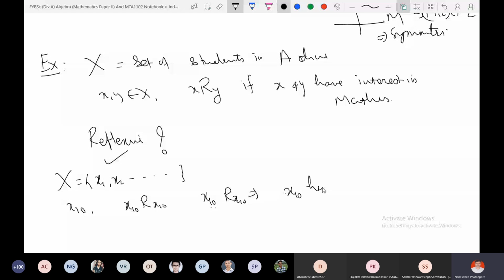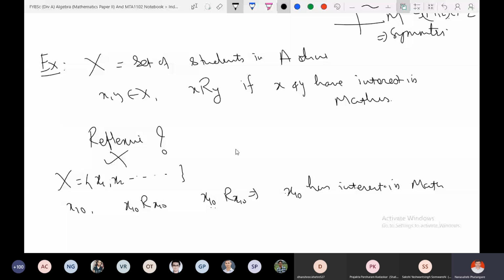...has interest in maths, right? But this is not possible. Some student may not have interest in mathematics. It depends on the students, right? And therefore here in this relation some kind of ambiguity is there, but just to understand you can have such types of examples. It may happen that it is not reflexive. In some sense there is ambiguity in this kind of relation, but for understanding you can think about it.